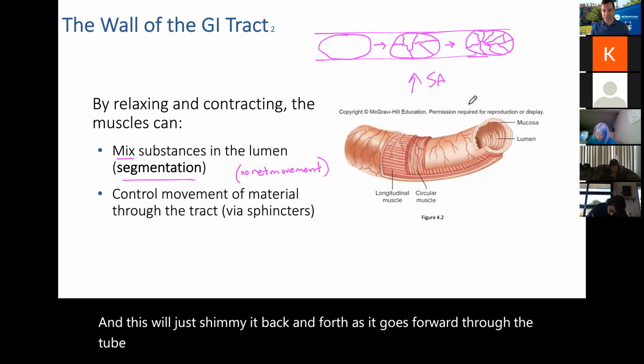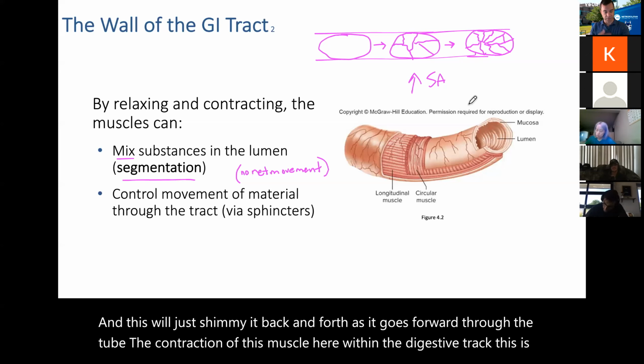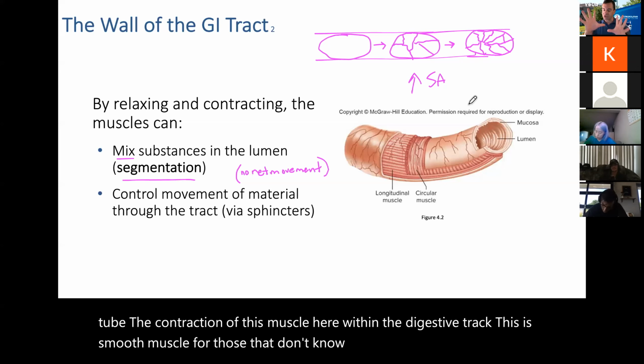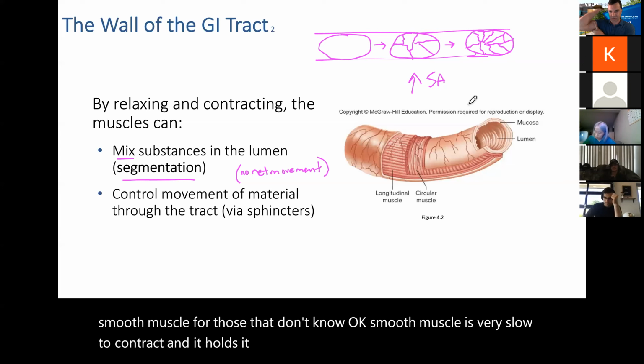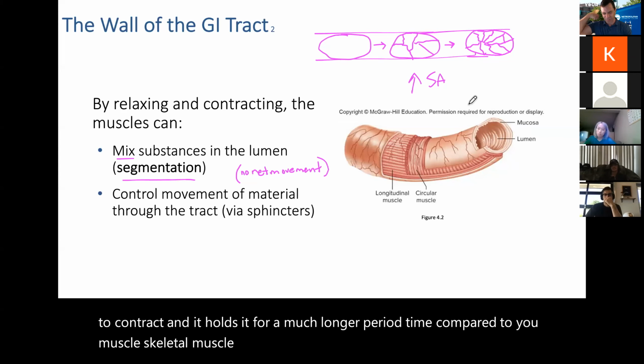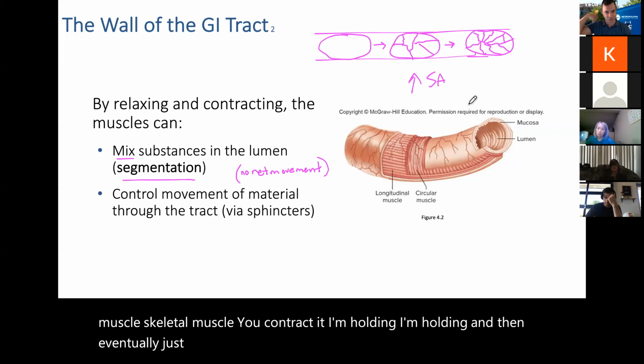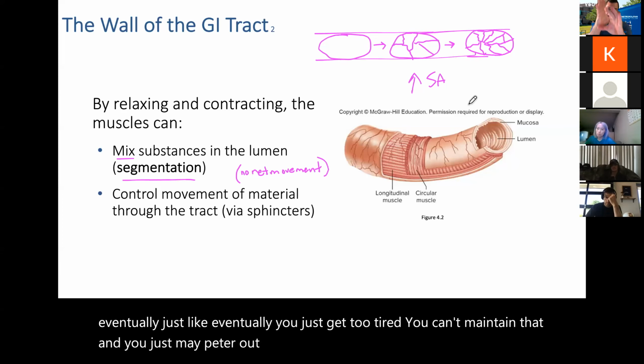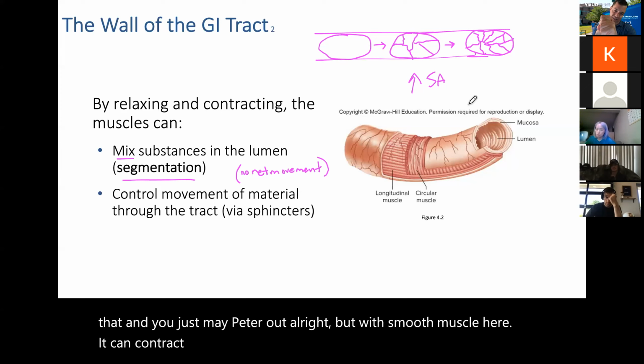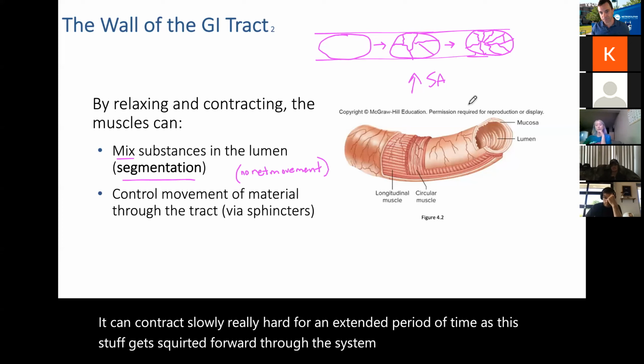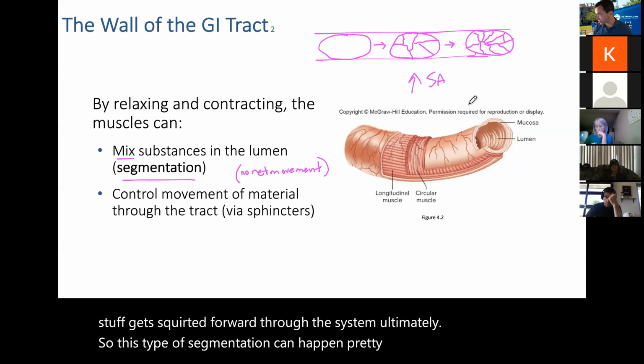The contraction is of this muscle here within the digestive tract, this is smooth muscle for those that don't know. Smooth muscle is very slow to contract, and it holds it for a much longer period of time compared to skeletal muscle. With skeletal muscle, you contract it, I'm holding, and then eventually you just get too tired. You can't maintain that, and you just peter out. But with smooth muscle here, it can contract slowly, really hard for an extended period of time as this stuff gets squirted forward through the system ultimately. So this type of segmentation can happen pretty easily here within this tubular structure.